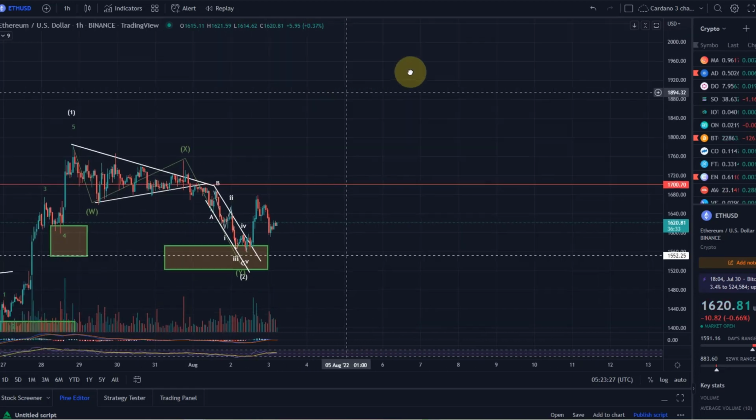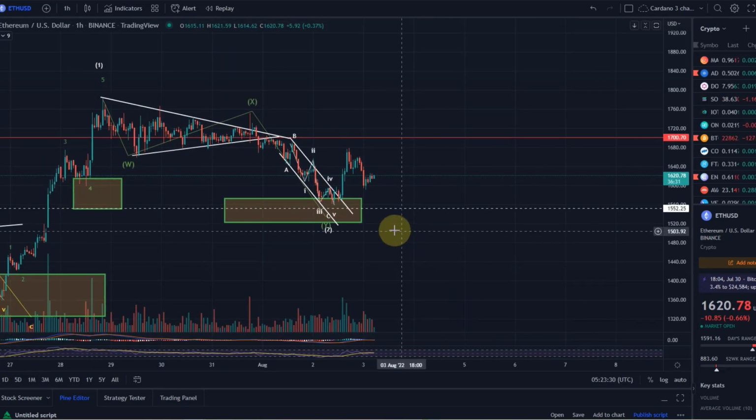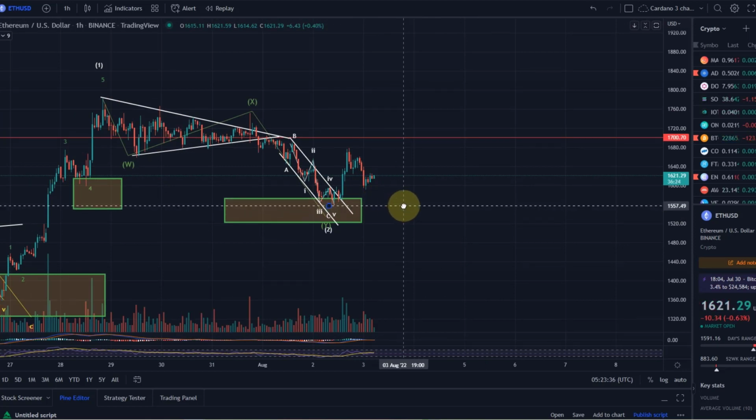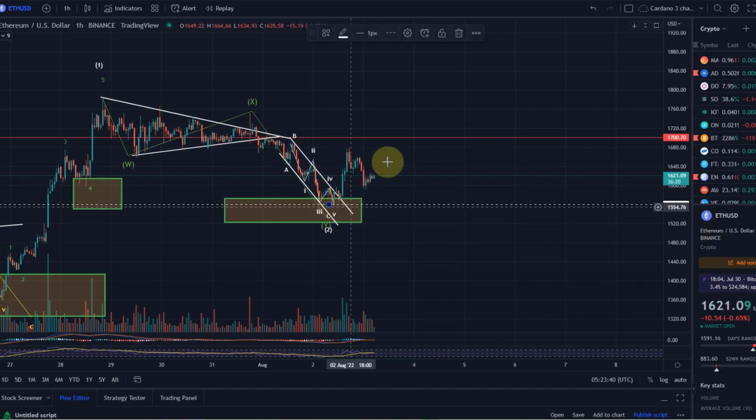Important now is that we continue to move up, of course. Any weakness should stay below this low. I'll adjust that now. Any weakness should stay above 1560 to make this scenario work.